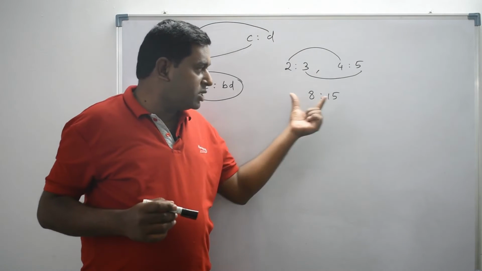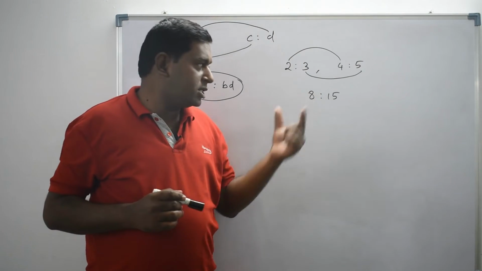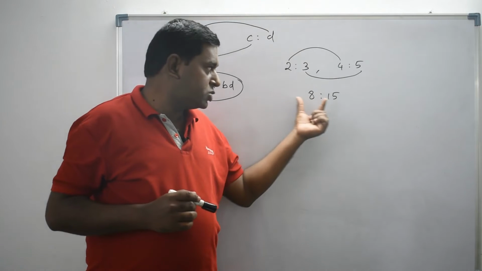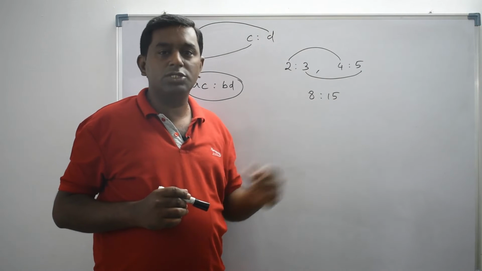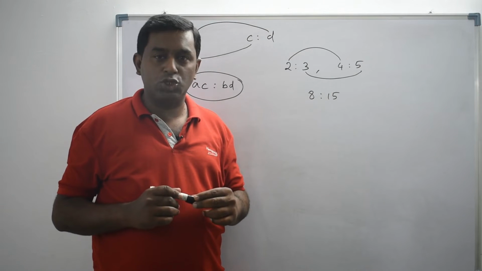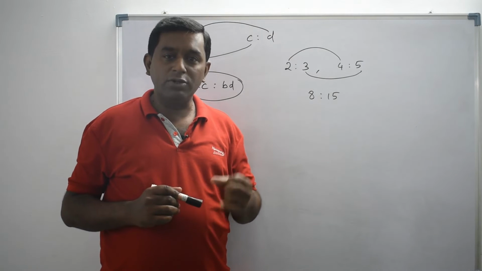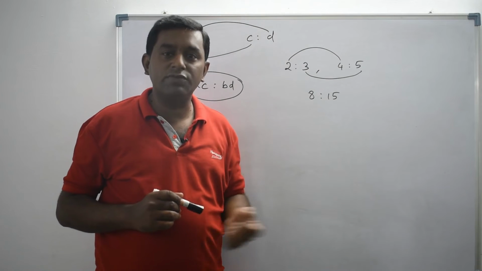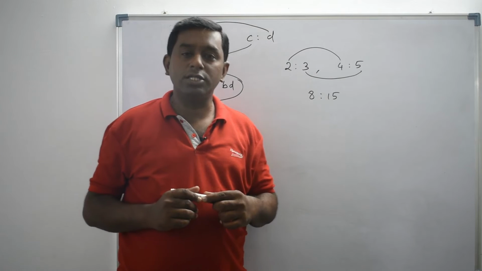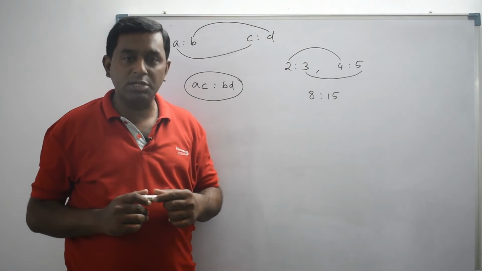Here both the terms of this ratio are integers and there is no common divisor for these two terms, 8 and 15. So this ratio is in simplest form. We always have to make sure of it. Whenever we get a ratio as an answer for a particular problem, we have to verify these two things. Both the terms of the ratio must be integers and the ratio has to be in its simplest form.